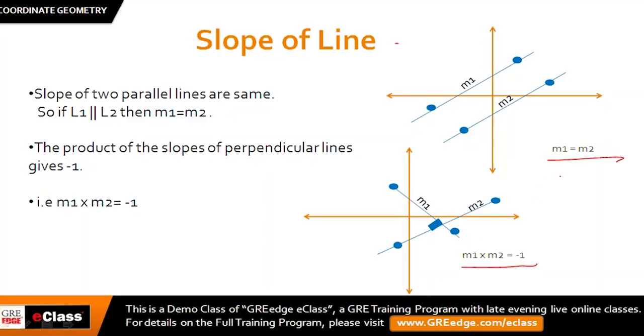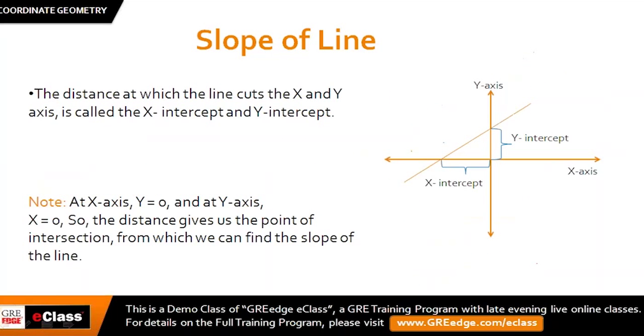Now I will show you why it is so, using the general equation of the line. If we have a straight line, we can define the x-intercept and y-intercept. What do we mean by that? The x-intercept is where the line meets the x-axis, and the y-intercept is where the line meets the y-axis.